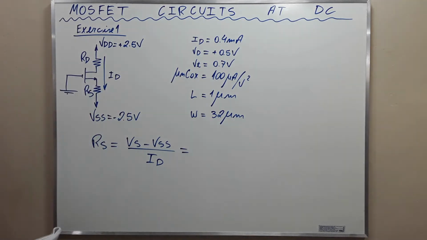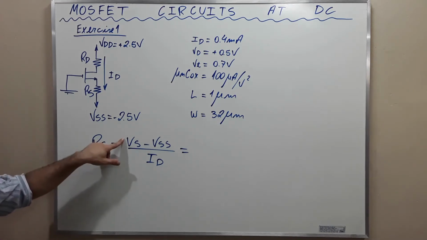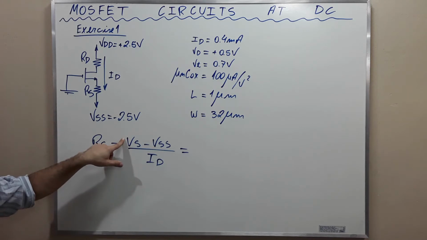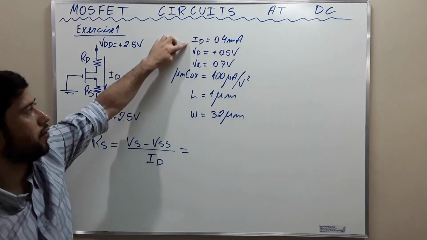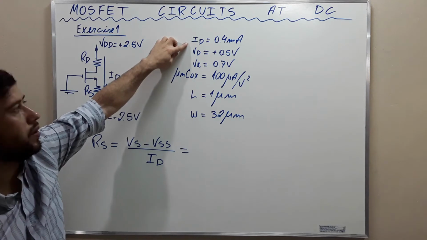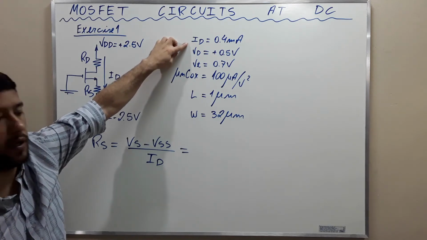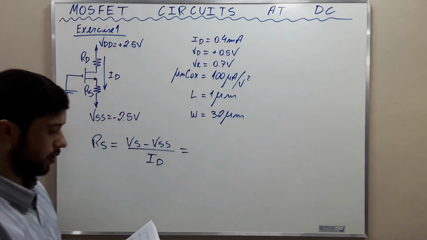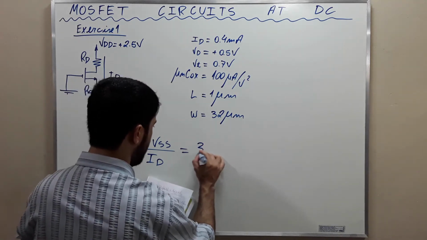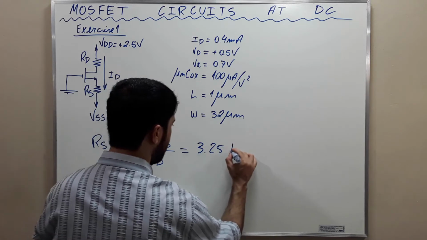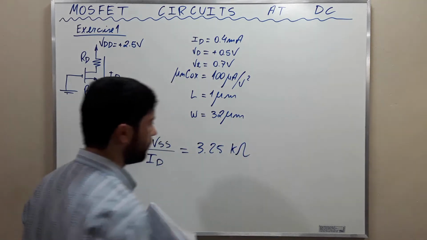We simply use the values we calculated. VS is minus 1.2 volts. VSS is negative 2.5 volts, and ID, as the problem required, is 0.4 milliamperes. And then if we conduct this calculation, we find that RS is 3.25 kilo ohms.